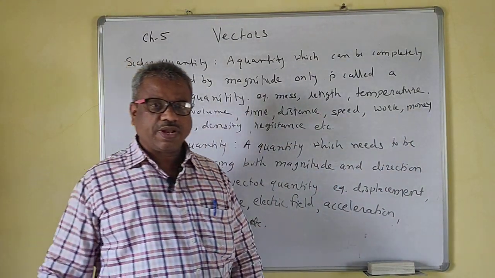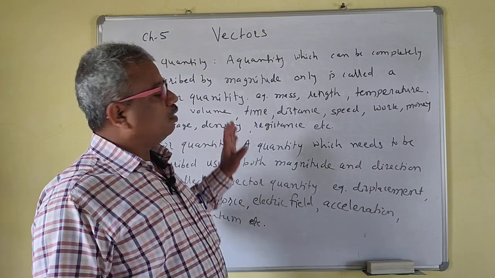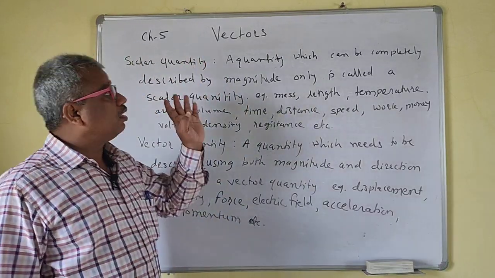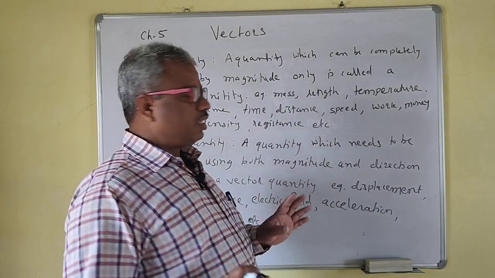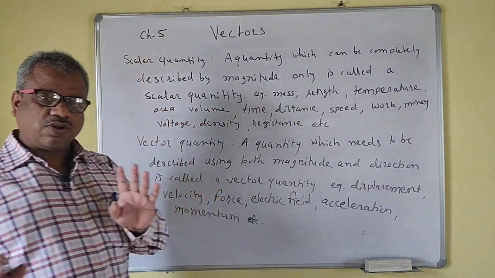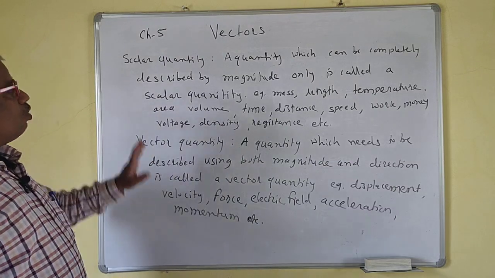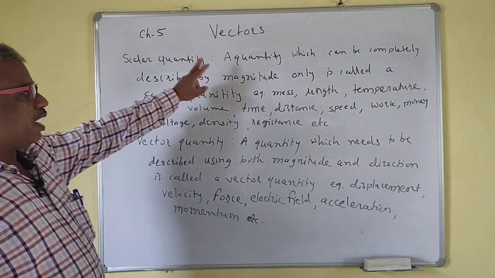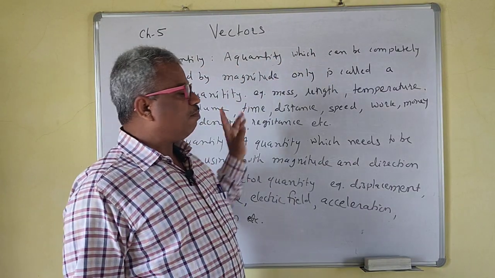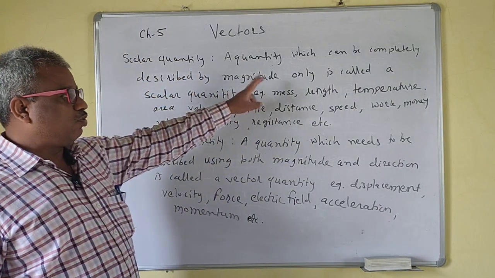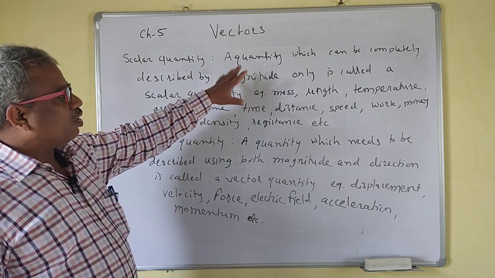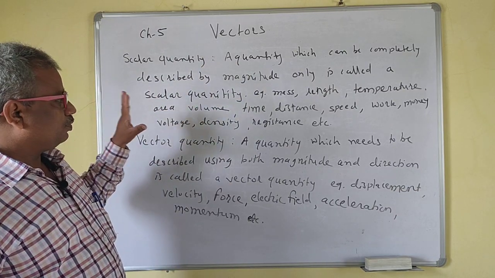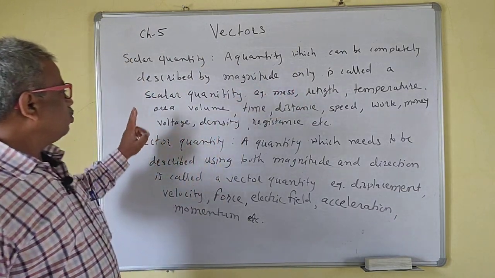Okay, so welcome friends. Today we will see the next chapter, that is vectors. Physical quantities are either scalar quantities or vector quantities. So what do you mean by a scalar quantity? A quantity which can be completely described by magnitude only is called a scalar quantity. That means a quantity which has only magnitude is called a scalar quantity.